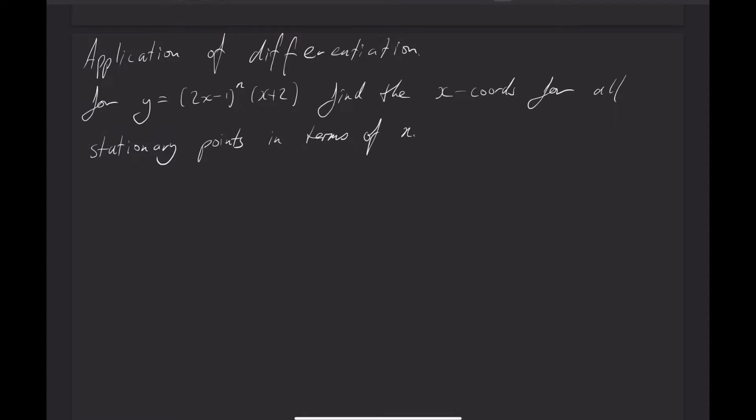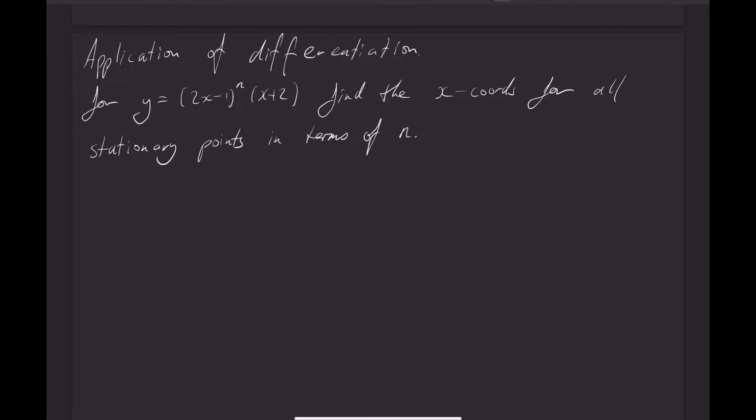Alright, so this is an application of differentiation question sent to me by a Year 12 Maths Methods student. We've got y equals (2x minus 1) to the power of n, multiplied by (x plus 2), and we want to find the x-coordinates for all stationary points in terms of n. n looks a bit like an x.